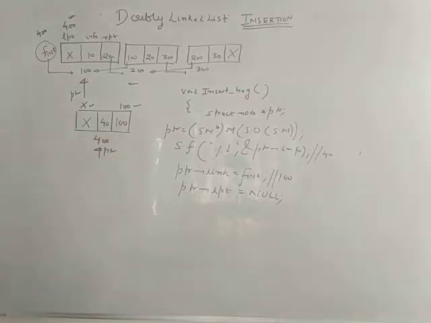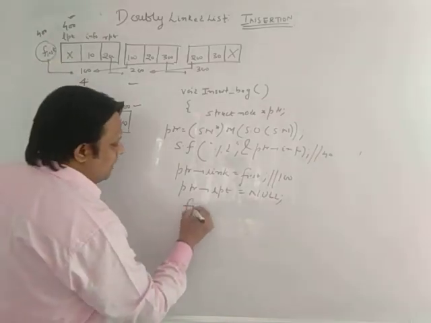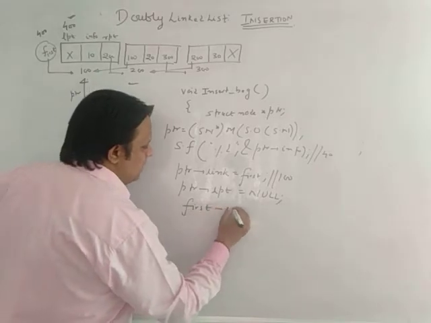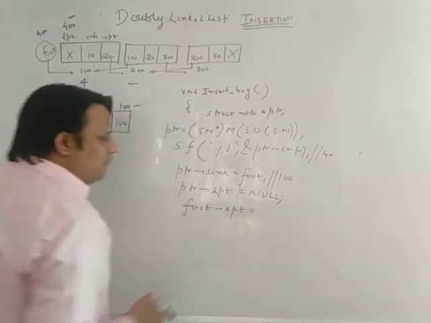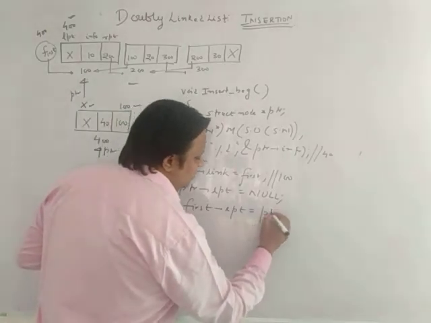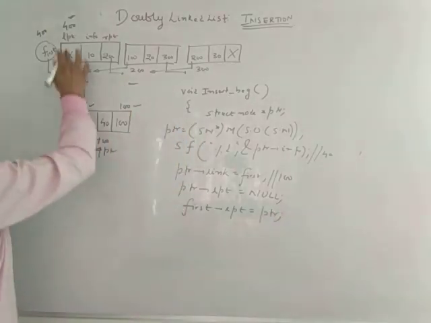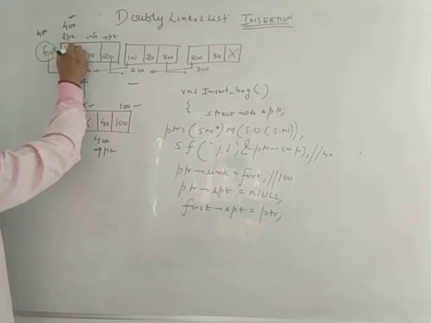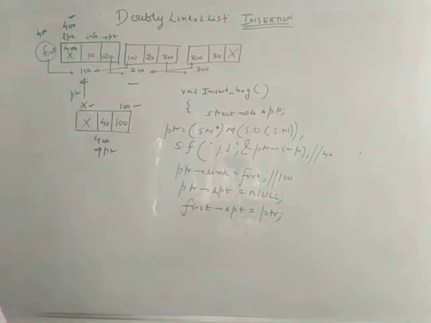The third step, what is required? You want 400 here. It means you want 400 in the LPT of the first. So you write first arrow LPT, and you want 400. 400 is nothing but the address of your newly created node. That is nothing but your PTR. So here comes 400. This is also done.